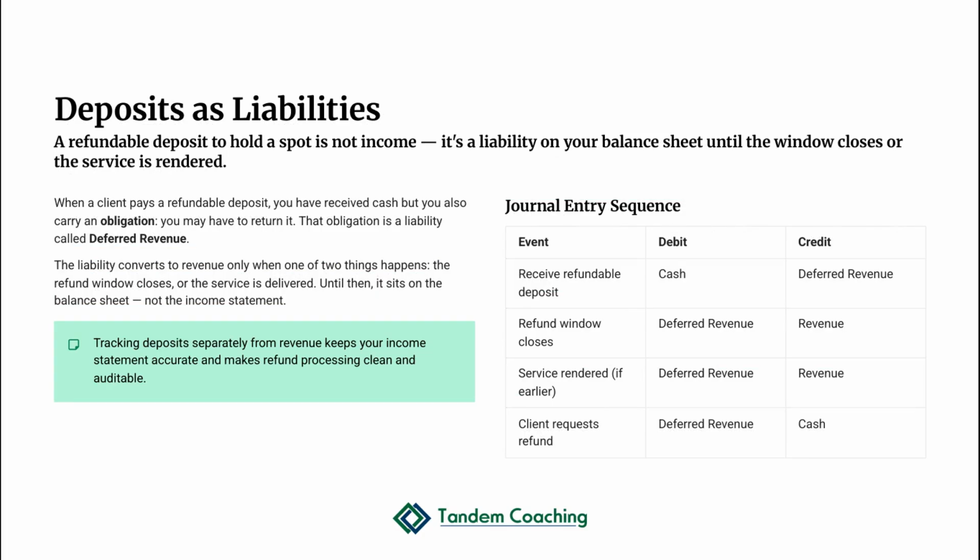A true refundable deposit, money the client gave you to hold a spot they can take back before some stated date, is properly a liability on the day it arrives, not revenue. The entry on receipt is debit cash, credit deferred revenue. The deposit sits on the balance sheet as something the business owes back to the client if they walk. When the refund window closes or the service is rendered, the entry that converts it is debit deferred revenue, credit revenue. The money was always in the bank. What changed is the bucket on the books, from a liability to earned income.